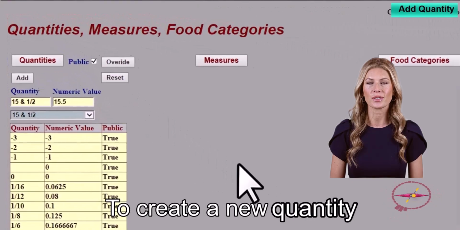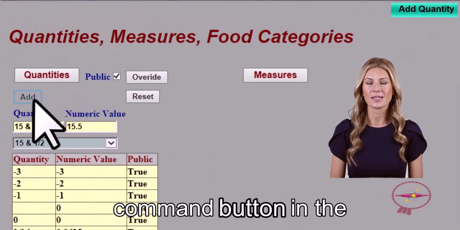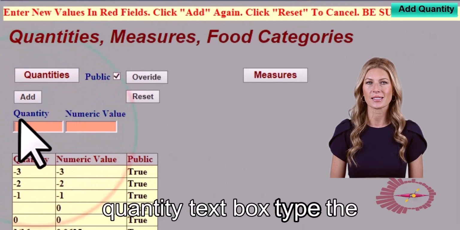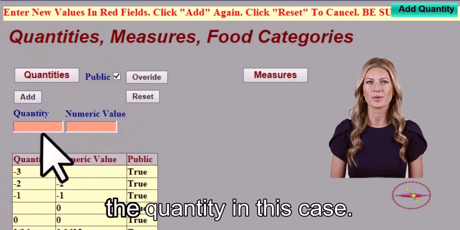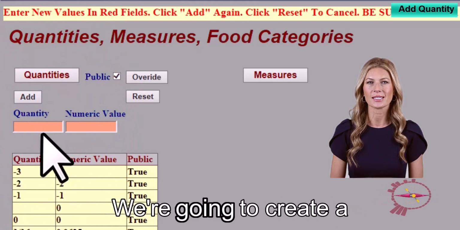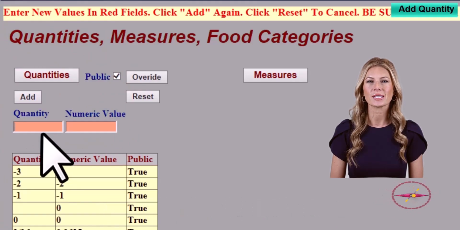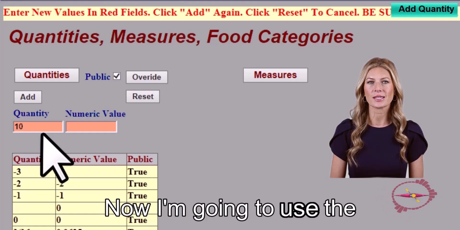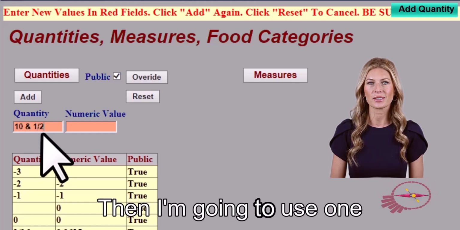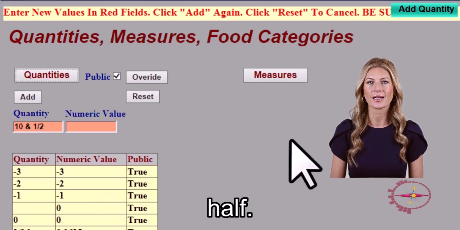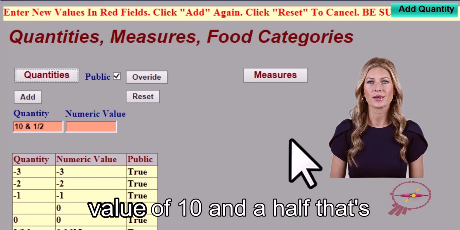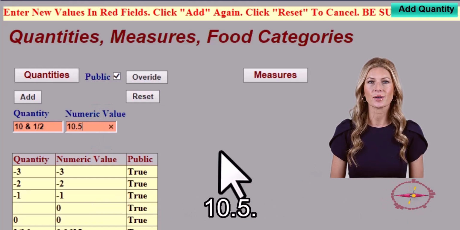To create a new quantity value, click the Add Command button. In the quantity text box, type the text value for the display of the quantity. In this case, we're going to create a quantity for 10.5. Now I'm going to use the ampersand. Then I'm going to use 1/2 to represent 1/2. Here, I'll enter the numeric value of 10.5.